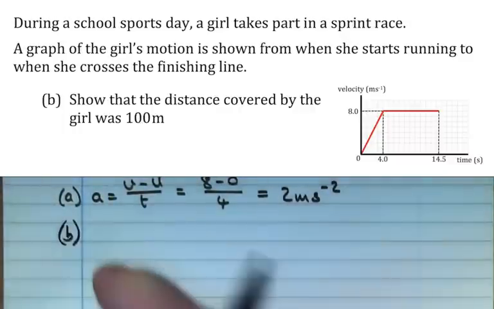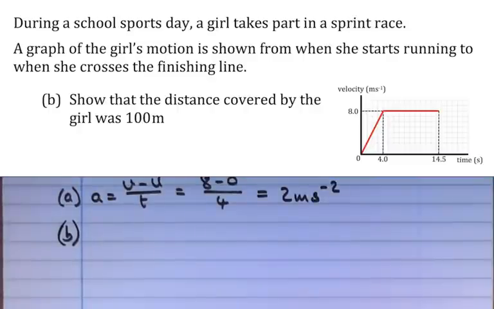Now, I guess you can see that the fact that someone's run a race and it's taken 14.5 seconds is not going to be the marathon, it's not the 200 meters. Well, of course, actually it does tell you, show that the distance covered by the girl was 100 meters. We actually know the answer.